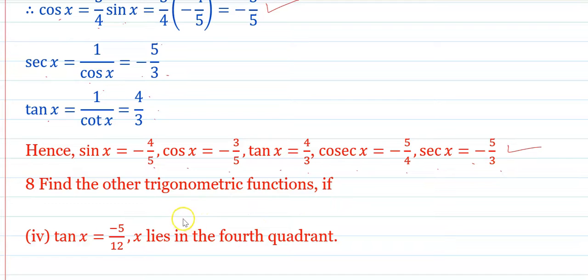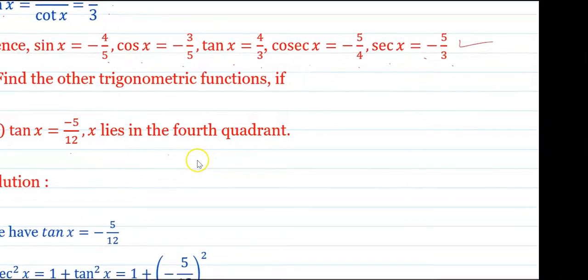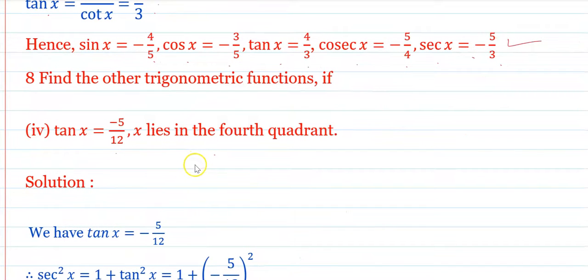You can also find this out. It is an easy question. Tan x is equal to minus 5 by 12. Theta lies in the fourth quadrant. And in the fourth quadrant only cos is positive, and sec is positive. And all the remaining trigonometric ratios are negative.